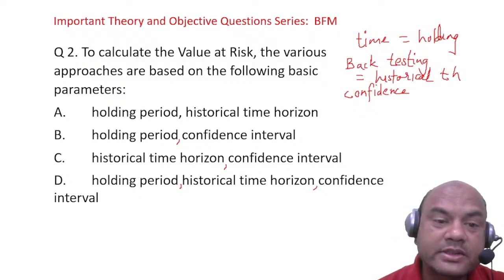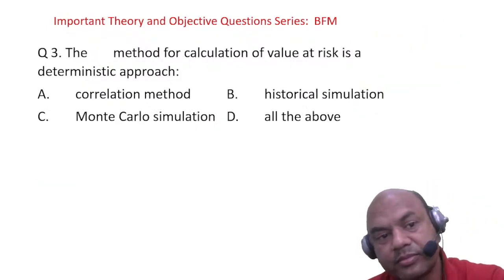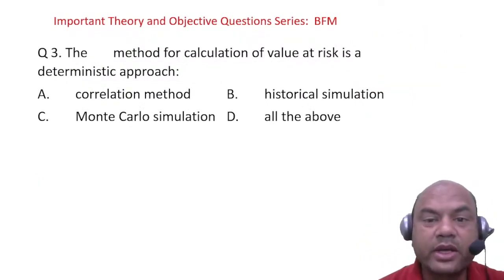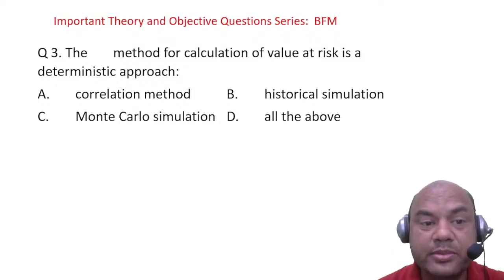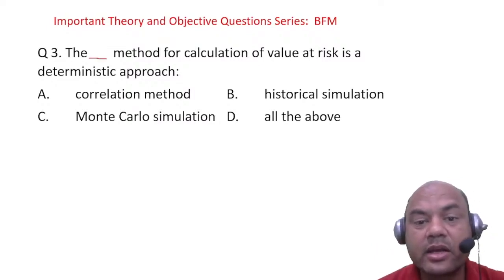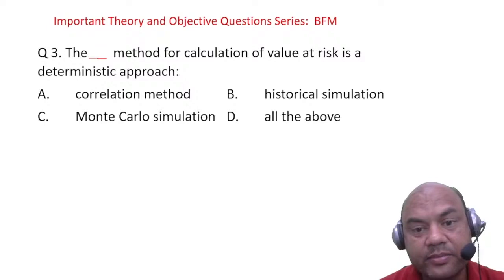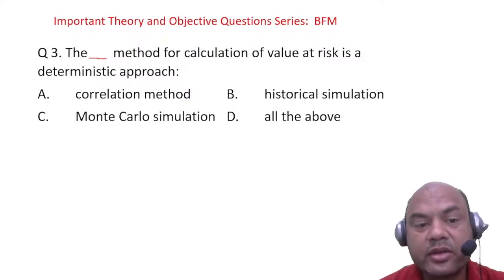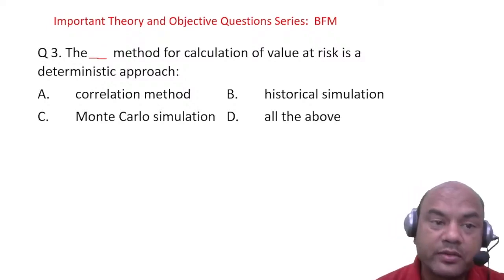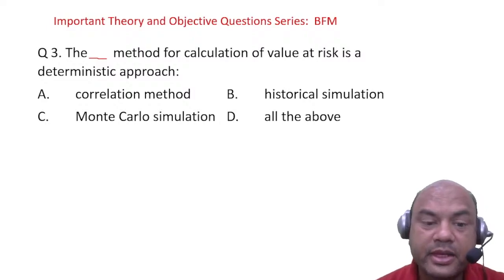So what is the correct answer then? The next question: the dash method for calculation of value at risk is a deterministic approach. Options: correlation method, historical simulation, Monte Carlo simulation, and all of the above. Think over it.